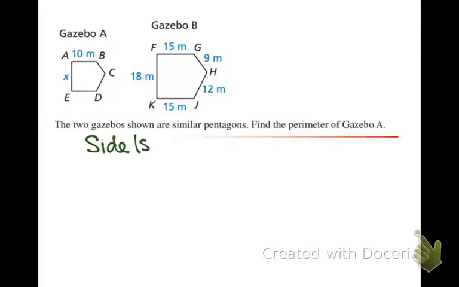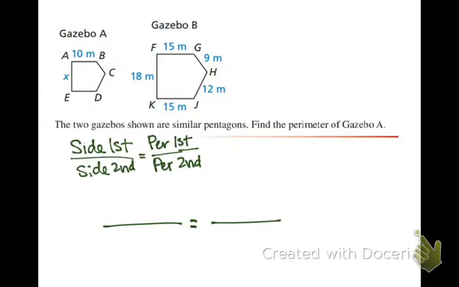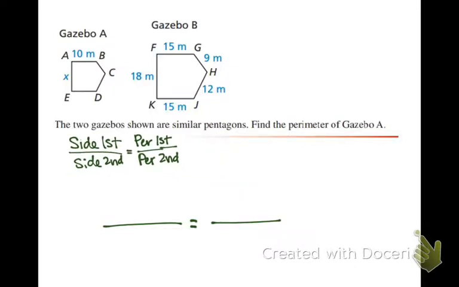All right, so here's my shortened version. We're going to take a side from the first, put it over a side from the second, and set it equal to the perimeter from the first over the perimeter of the second. So what do you think is the side we're going to use on the first figure? We can use numbers. Yeah, 10, which is this side length.